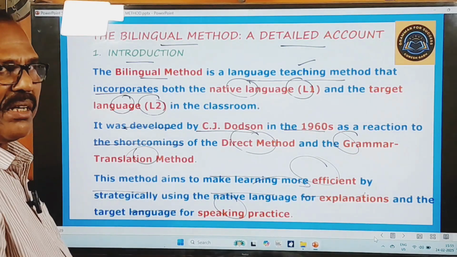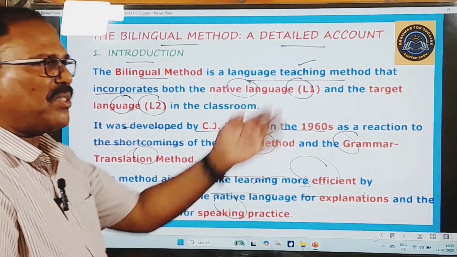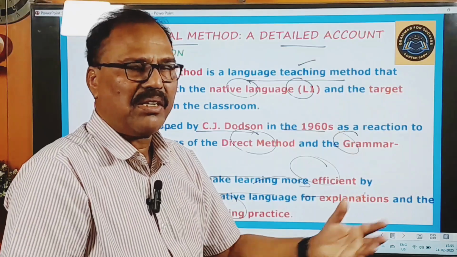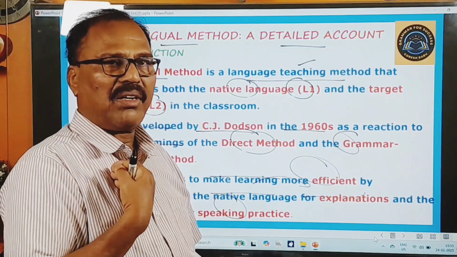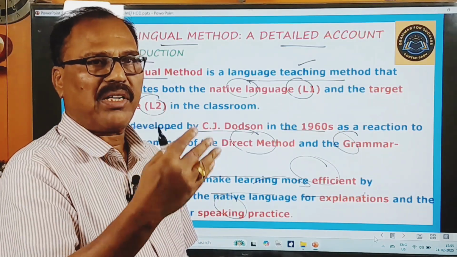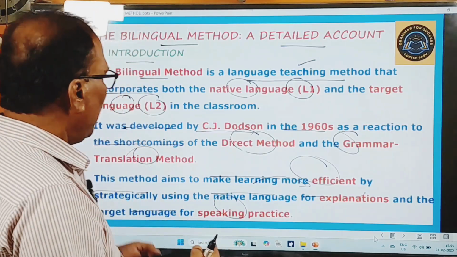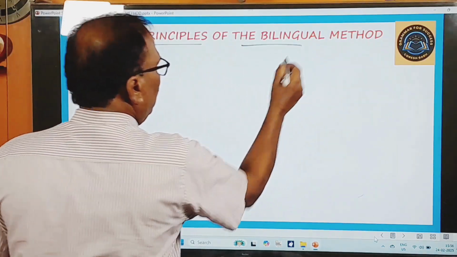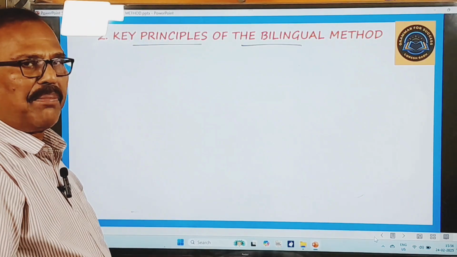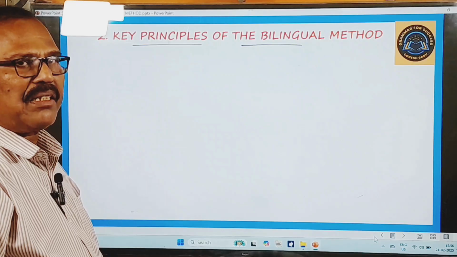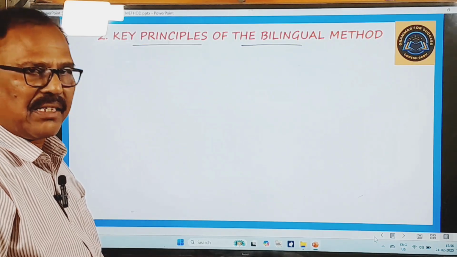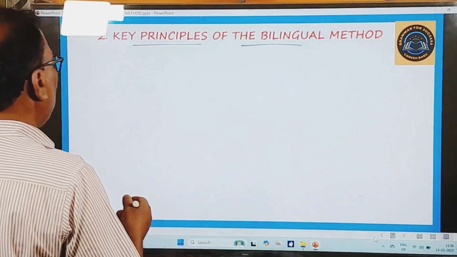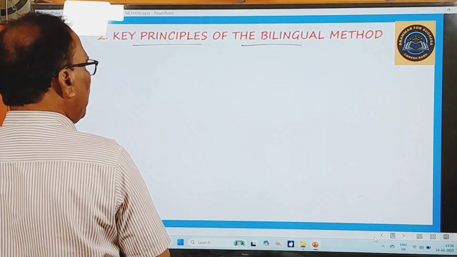This bilingual method is a very beautiful method because it makes use of the native language of the students for explanation of various things, and it also makes use of the target language for practicing spoken skills and all that. Okay, right. Now you move on to learn about other things. Key principles of the bilingual method. What are the key principles? Key principles means, as I have already told you, they are nothing but key characteristics, very important features of the bilingual method. What are the key principles of this bilingual method?